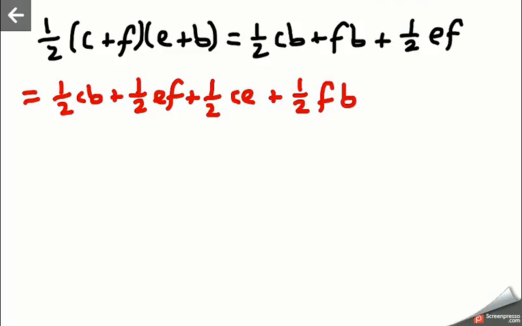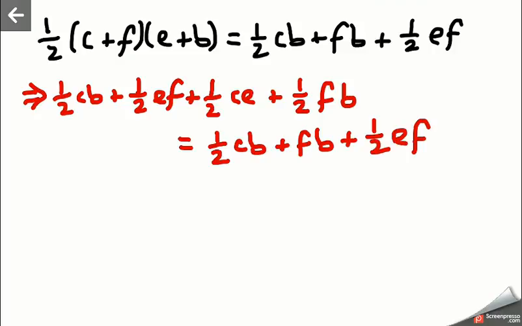Okay, so that's the left-hand side expanded, and this is equal to the right-hand side, which I haven't changed. So that's equal to 1/2 CB plus FB plus 1/2 EF. Wow, look at this thing. This thing looks beautiful now.